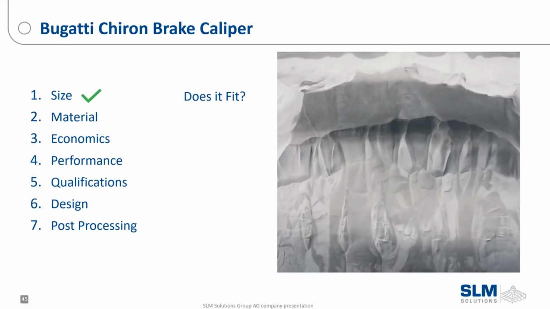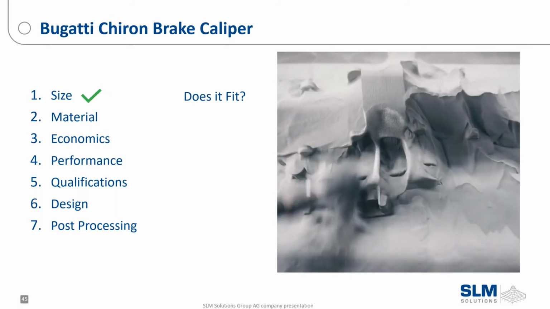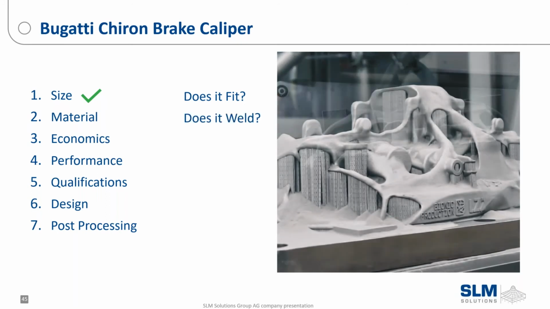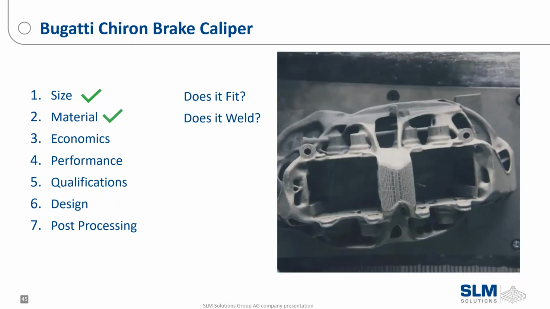Material. This is Ti 6-4. So these are traditionally single piece, either billet or cast aluminum. These are built in titanium, so lighter weight, much stronger. Does it weld? Yeah, Ti 6-4 does weld, so the material does work.